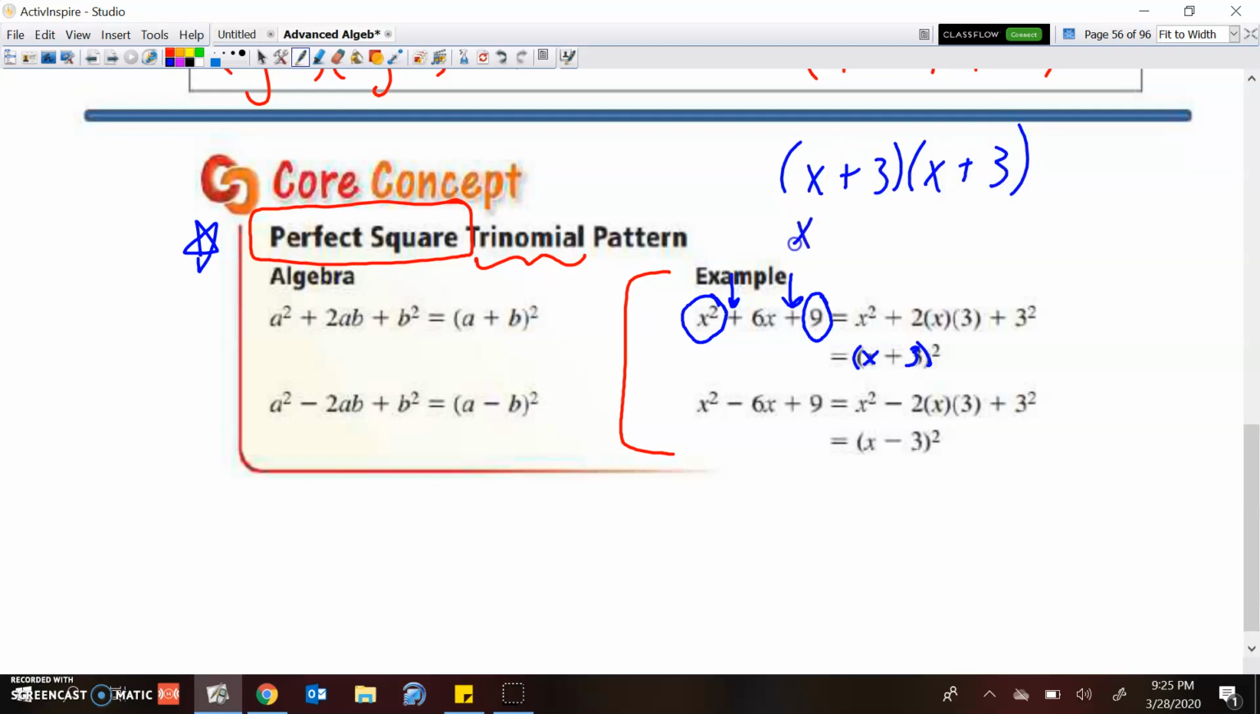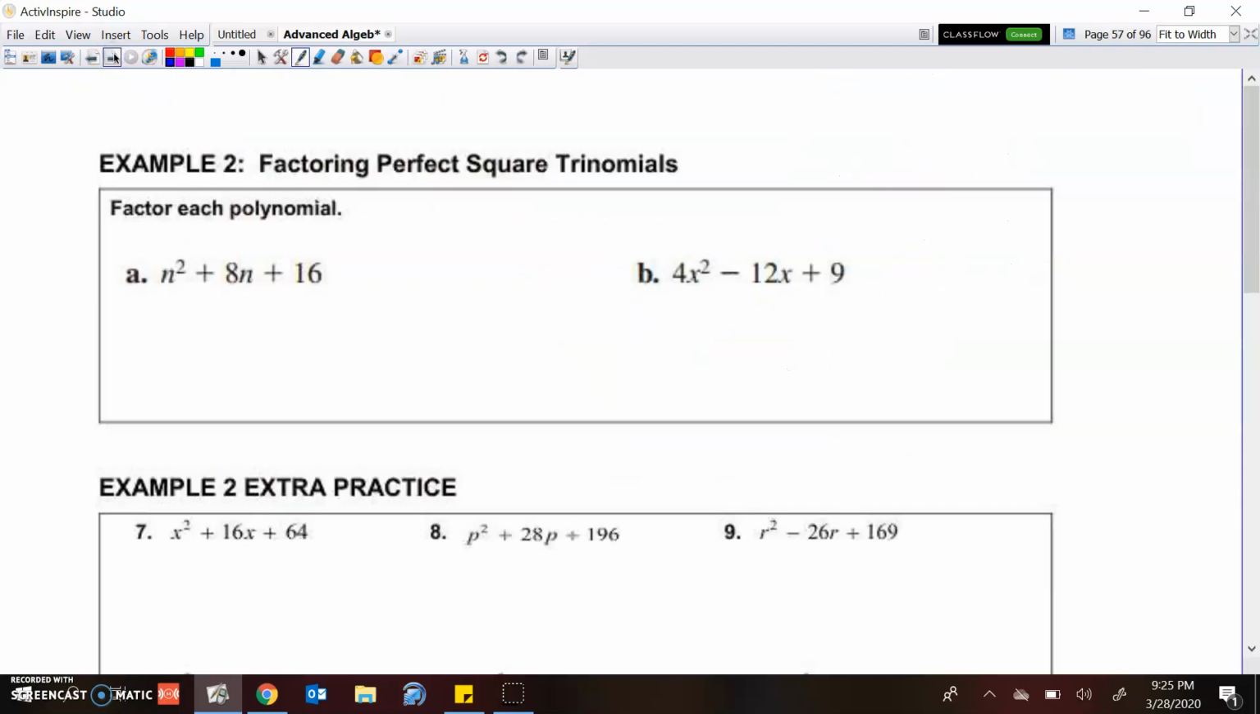If you would do FOIL, you get x squared plus 3x plus 3x plus 9, which obviously simplifies to x squared plus 6x plus 9. The nice thing with these is if you didn't recognize that this is a perfect square and so is this, you could just factor it like normal and you would get the right answer. This is just sometimes a little bit of a shortcut, okay? Let's try a couple, look at lists that are done and see what I mean.